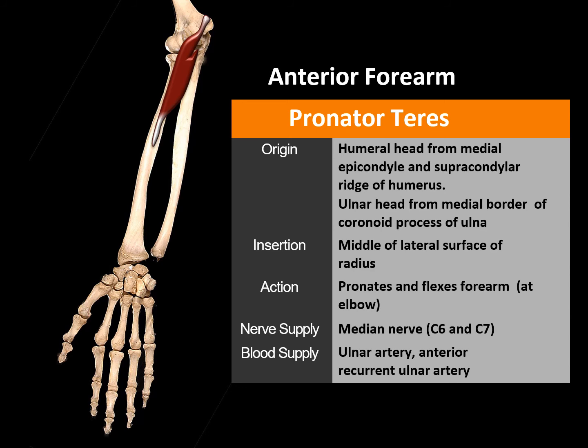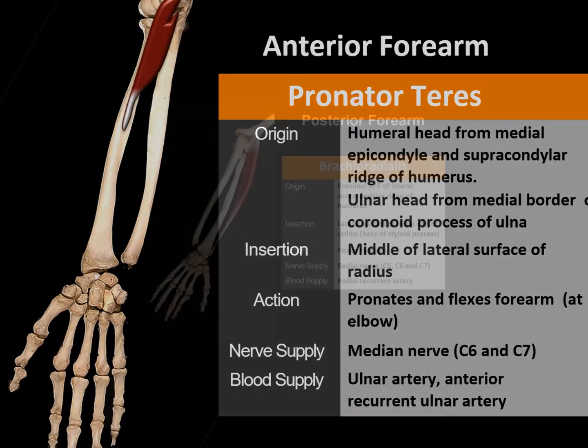Pronator teres, as the name shows, pronates and flexes the forearm at the elbow joint. Nerve supply is the median nerve, and blood supply is the ulnar artery and anterior recurrent ulnar.